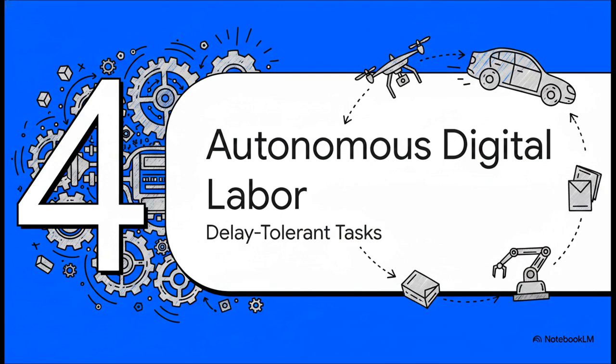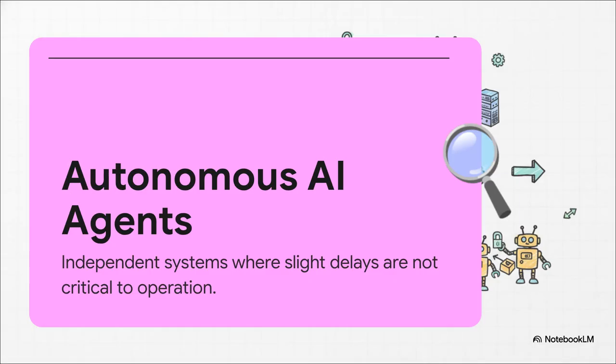Okay, Section 4, powering autonomous digital labor. The absolute core concept we need to grasp here is delay-tolerant digital labor. See, Water AI Fluid is purpose-built for autonomous AI agents. We're talking about independent systems where slight delays just aren't critical to their operation. We aren't dealing with self-driving cars that need split-second reflexes, right? We're talking about heavy background operational efficiency.